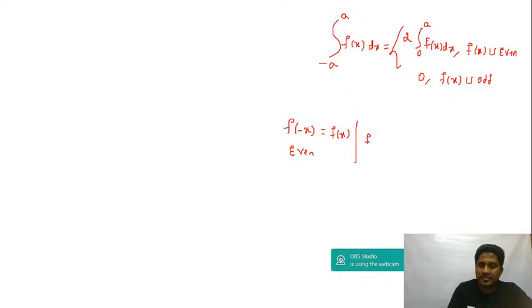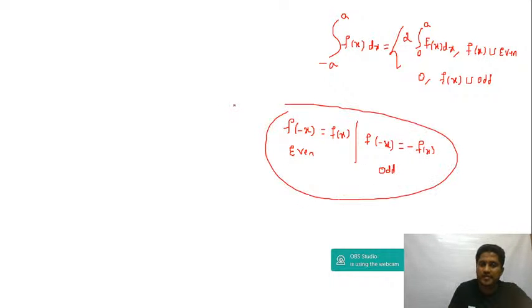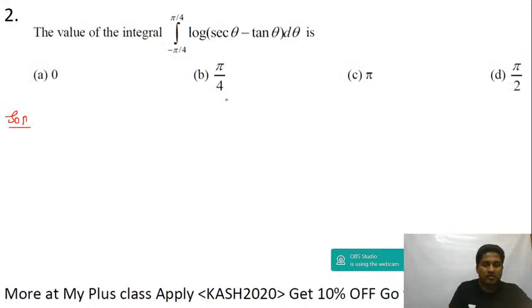And if f of minus x is equal to minus f of x, then it is called an odd function. Alright. So property number 5 you have already done in boards. In fact, for PUC students you get that property for 6 marks. So this is the minus a to plus a f of x dx form. So let me check whether it is even or odd.